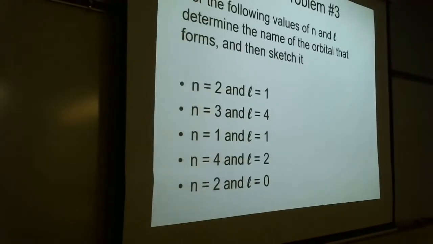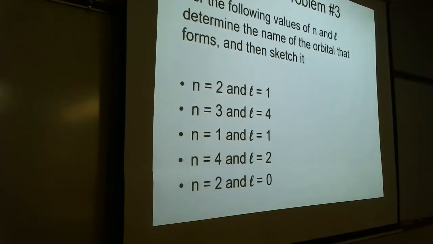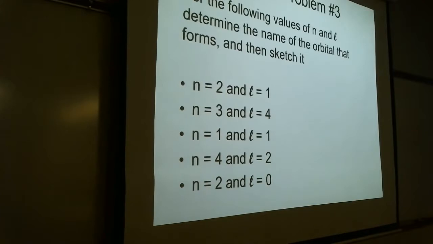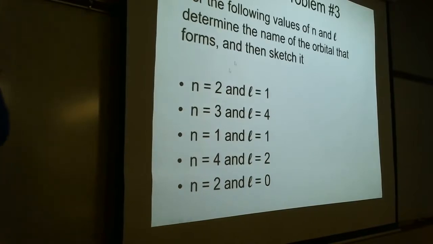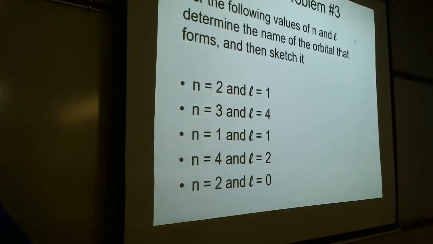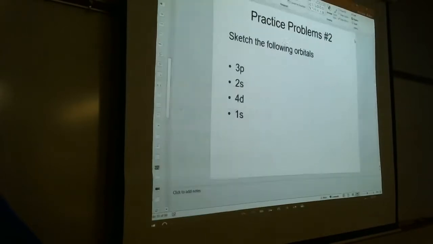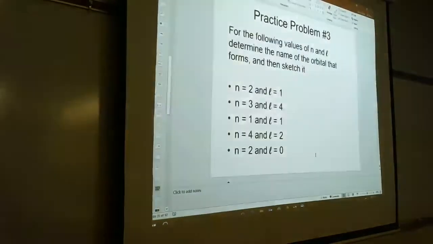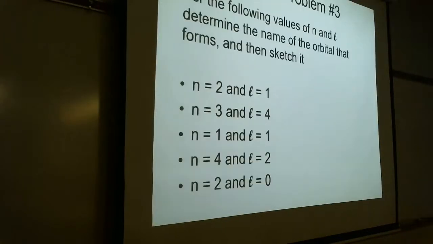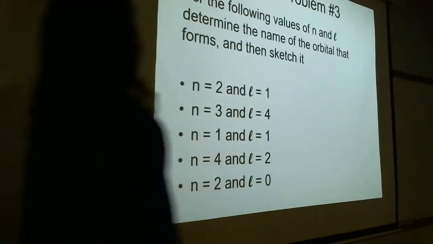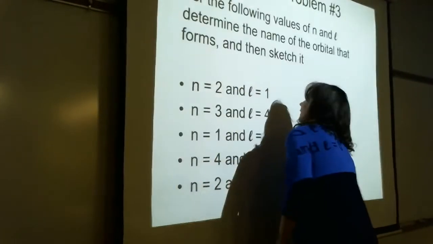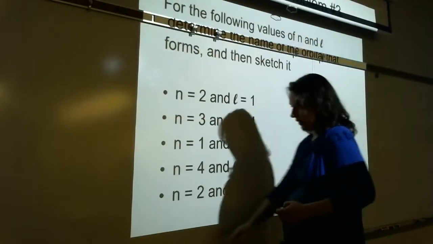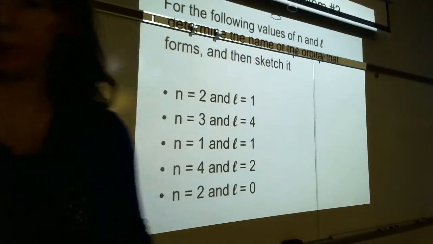All right, for the following values of n and L, determine the name of the orbital and then sketch it. So I will pause the video, give you a few minutes to try this. All right, let's go over this one. I've given you values of n and L and asked you to give me the name of the orbital and then sketch the orbital.